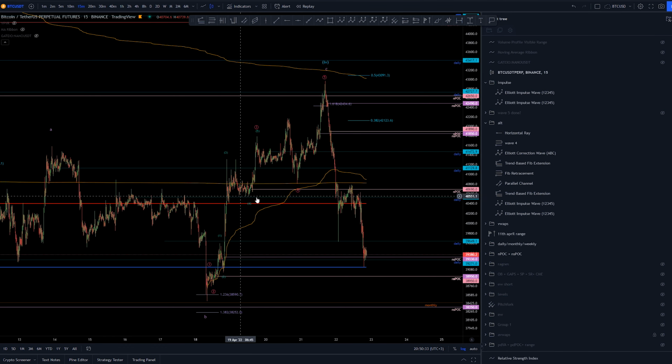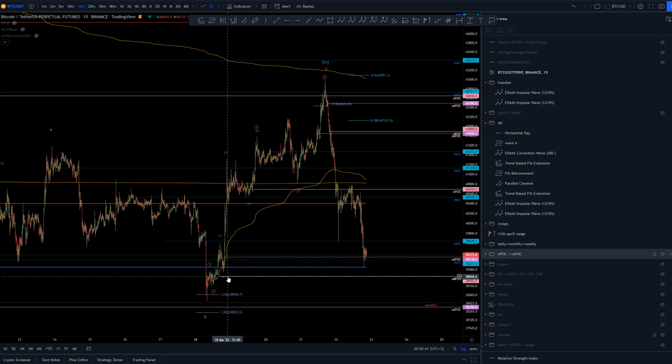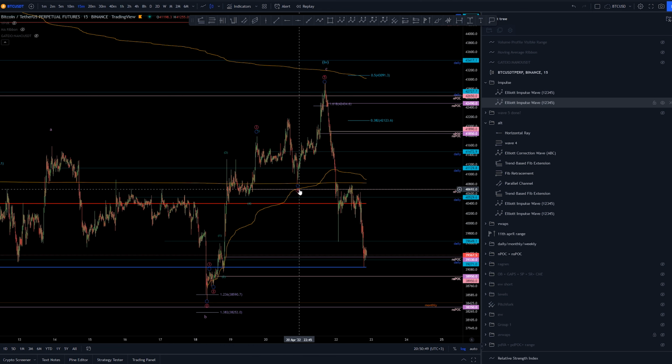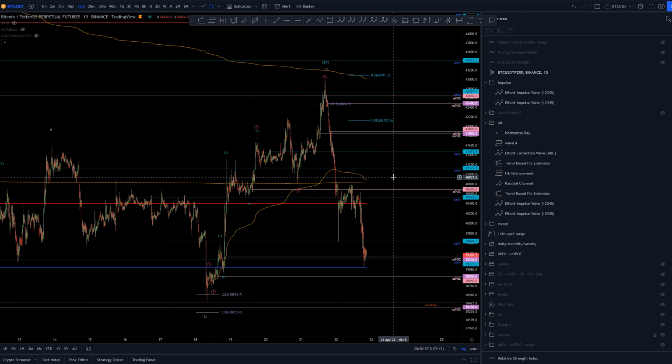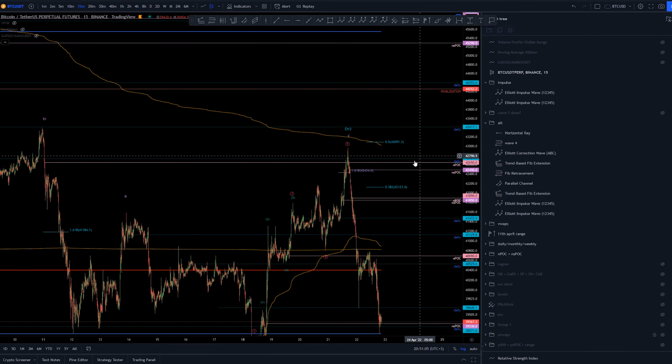I shifted this a bit as I wanted to create another count where I had this 1, 2 here and another 1, 2 here, allowing it to go further up as it did. This here is again another expanded flat down to 4, using way more time than the second, which creates some kind of alternation to these corrections. After that we have some kind of impulse move up to the 5th, and at that point, around 42.6k, I had my shorts taken here.